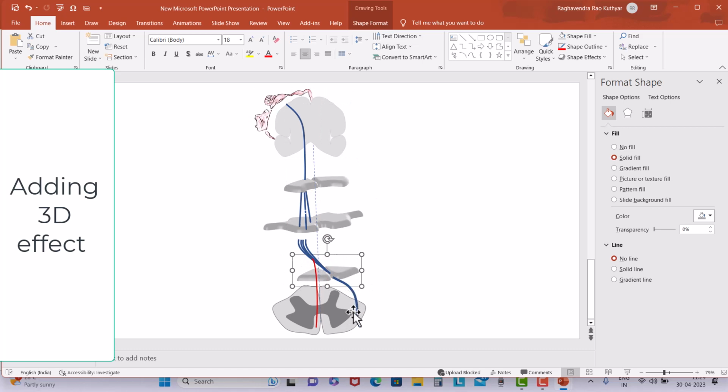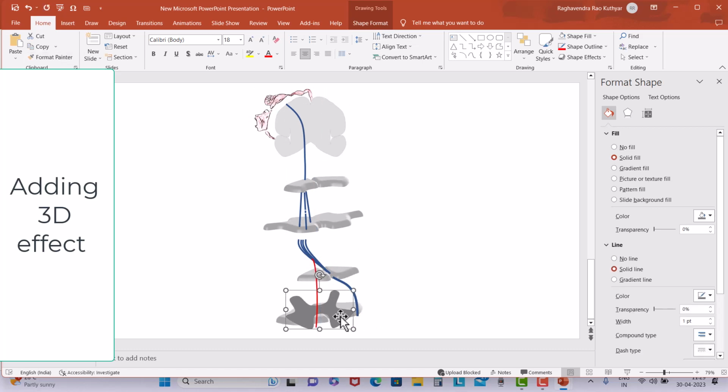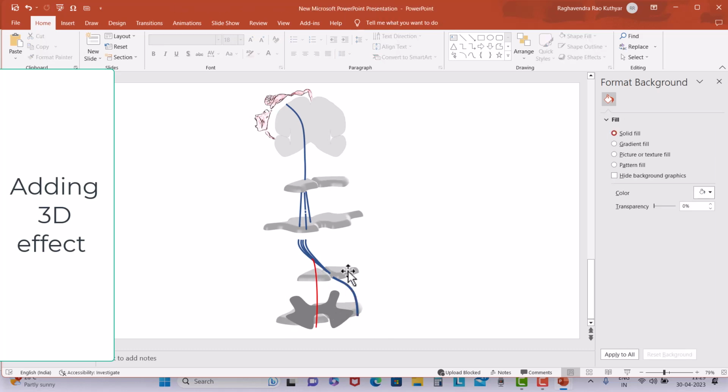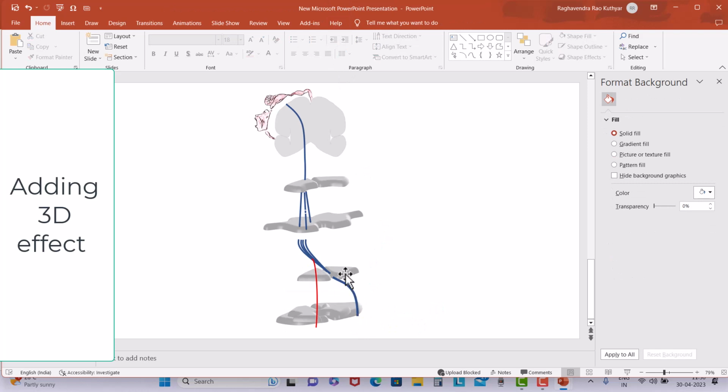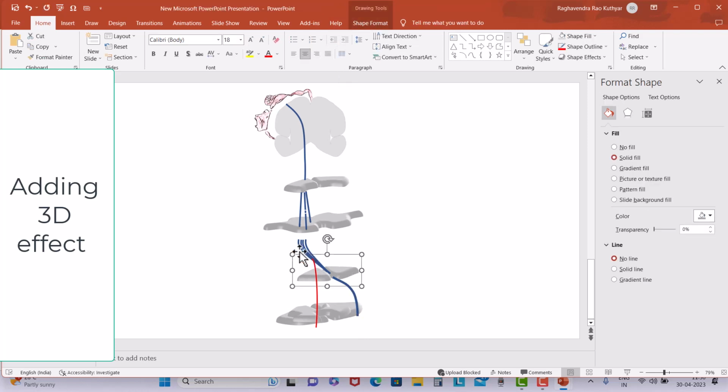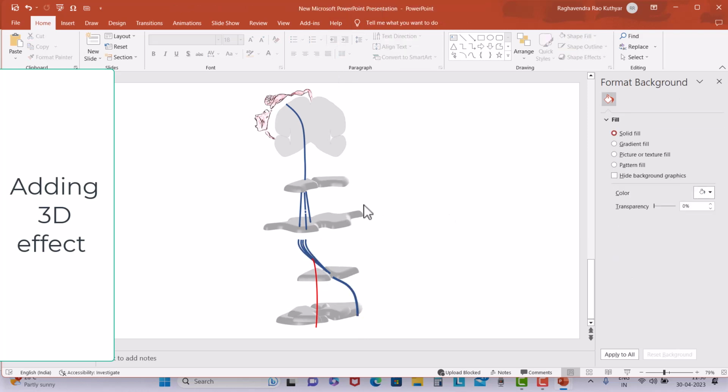I have to readjust the tract. I'm doing it for the spinal cord, white matter, and then the gray matter by the tools available. I have to readjust the structures for the tract.